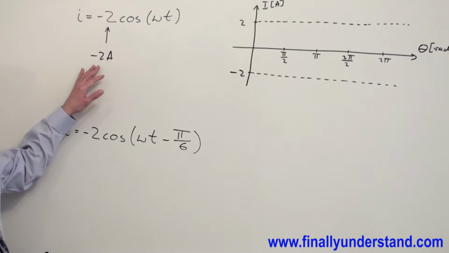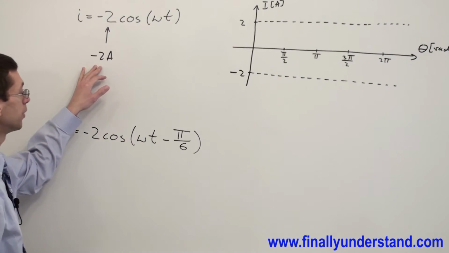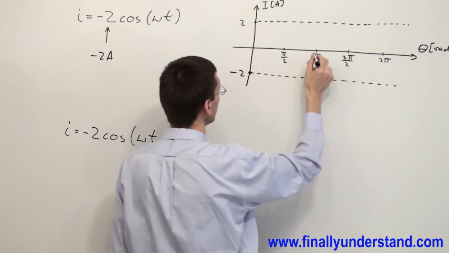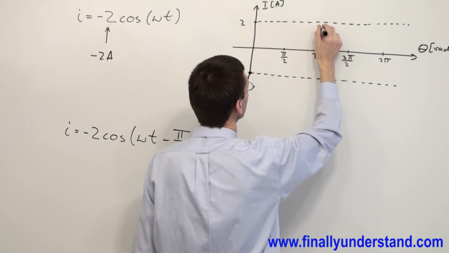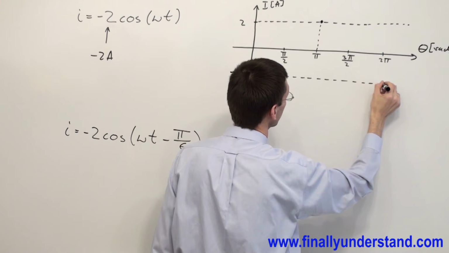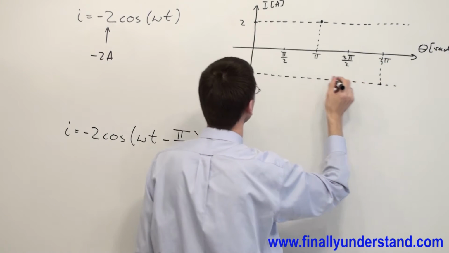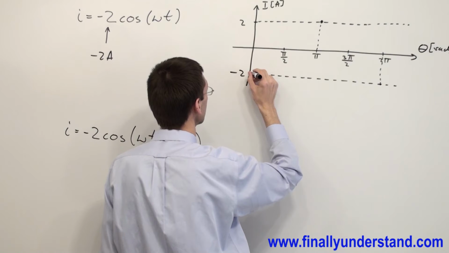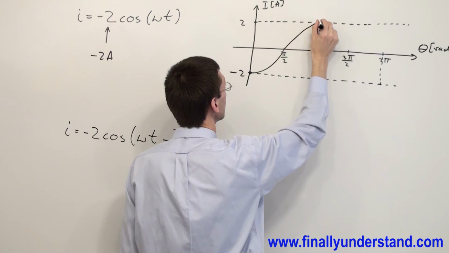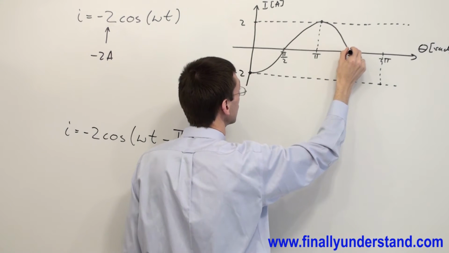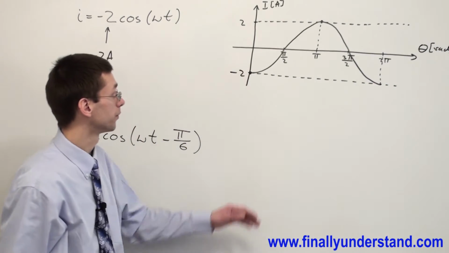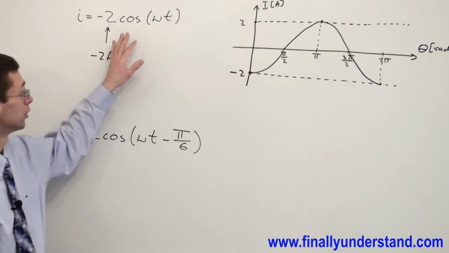This is a cosine wave, which is going to start from negative 2. I'm going to have peak values at points minus 2, pi, and 2 pi. Next, I have to connect all these points together. This is the wave, which is the solution to this problem.